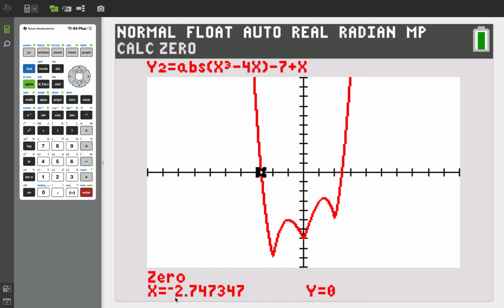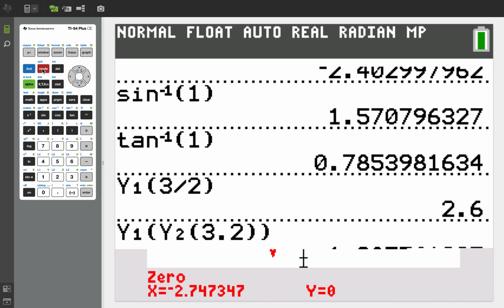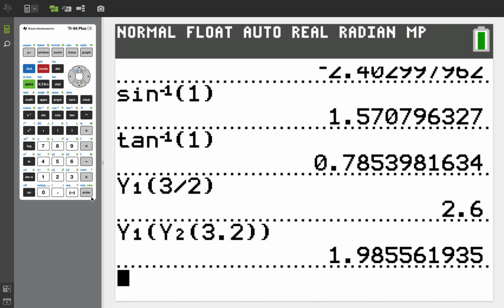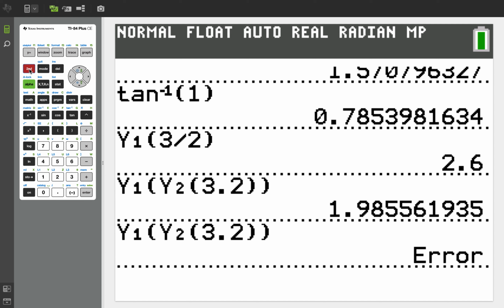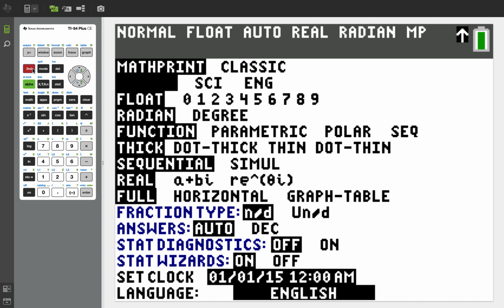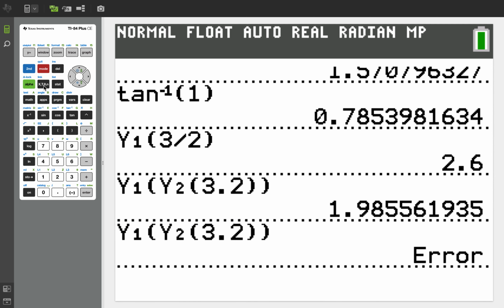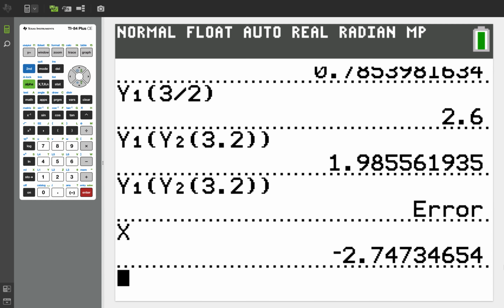Okay, so what I want to do is store that value. So this is very simple. You just exit out of the graph to the calculator screen and then hit enter. Oh man, let's see what happened. Okay, let me quit. There's always a glitch. Okay, I'm going to hit the X button. I'm sorry, that's what you want to do. Hit X, hit enter, and there's that X value.